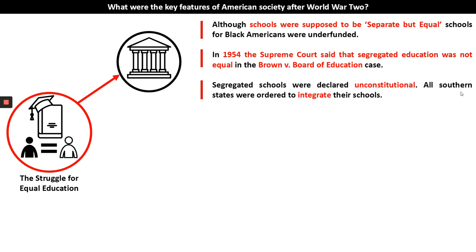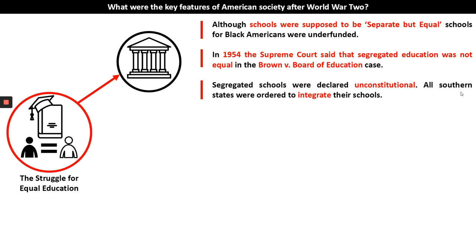Although schools were supposed to be separate but equal, schools for Black Americans were underfunded and the quality of education that Black Americans received was far lower than that of white Americans. In 1896, the Supreme Court declared that American facilities and society could be segregated and split in something called the separate but equal doctrine, which basically said as long as you had equal facilities for different races, it's absolutely fine for them to be separate. But in almost every example, the facilities and the conditions for Black and white Americans were unequal.